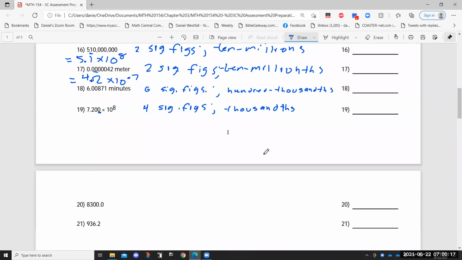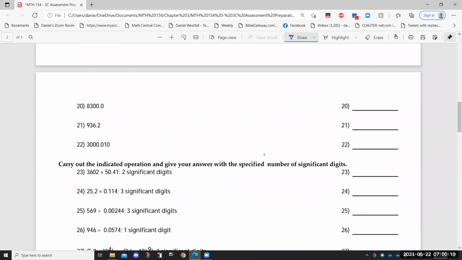Okay, so this one here should again have 1, 2, 3, 4, 5 sig figs. Let's check my answer key to make sure that I'm right. Yep, 5 sig figs. And that one is rounded to the nearest tenth.